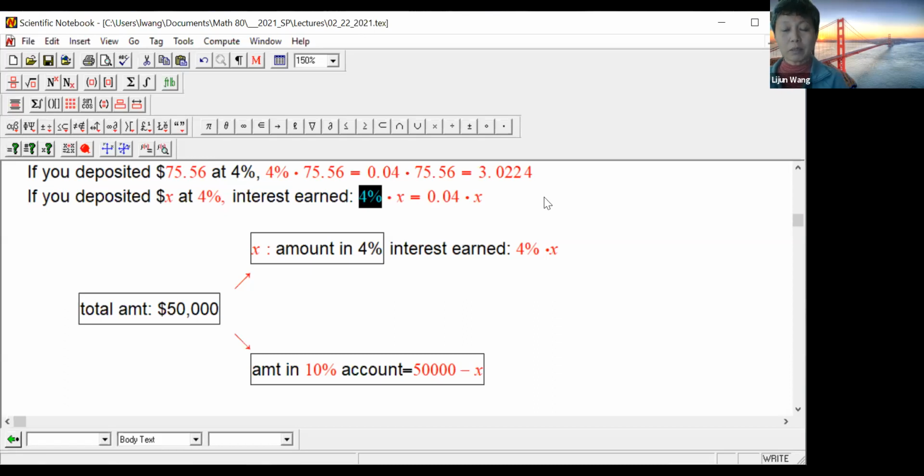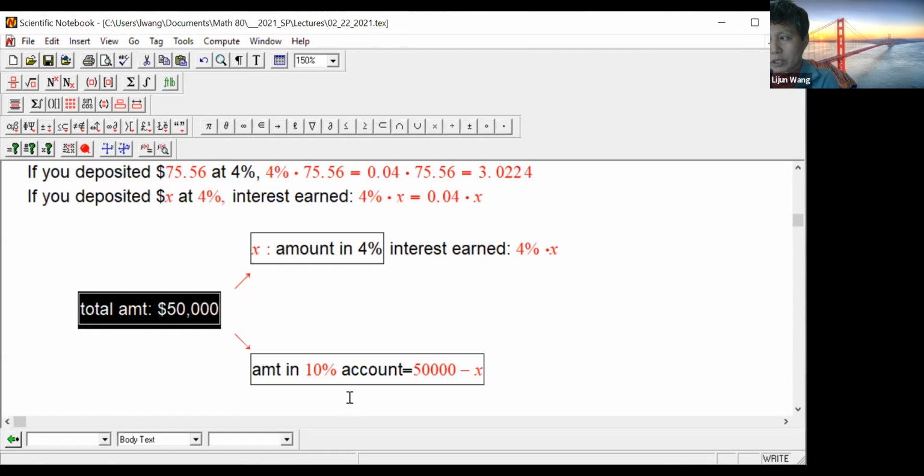Sometimes the interest may be calculated monthly. That's a different topic, and we're not doing that yet. They calculate interest for you only at the end of the year. Got it? So now, among the $50,000, we have two options. One is 4% and the other is 10%. So the interest earned at the end of the year is 4% multiplied by X.